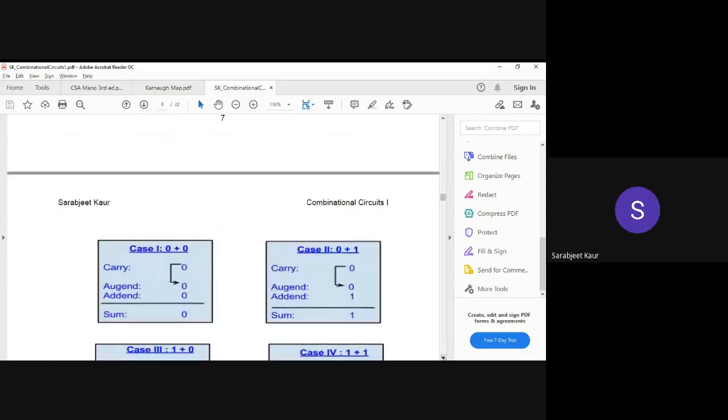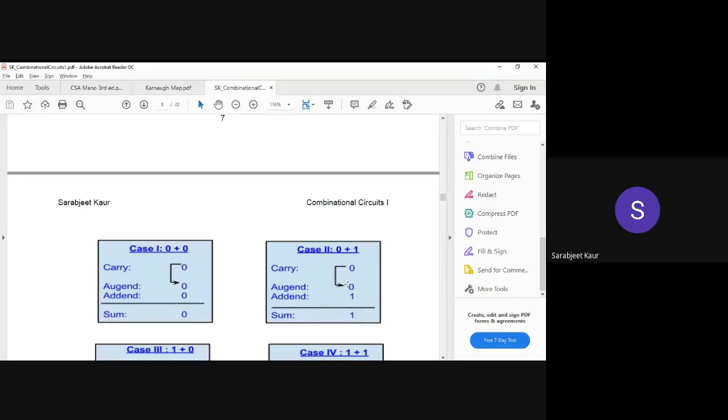So let us look at the various cases. The first case is that both x and y, that is the augend and addend, are 0 and 0. X has the value 0 and y also has the value 0. Right, students? Yes, ma'am. So what will be their sum? 0 plus 0 would be 0. And what would be the carry? 0. Zero again. Right? Let us look at the next case now.